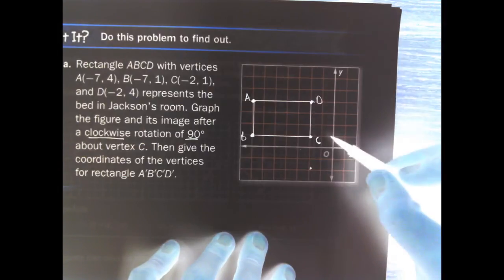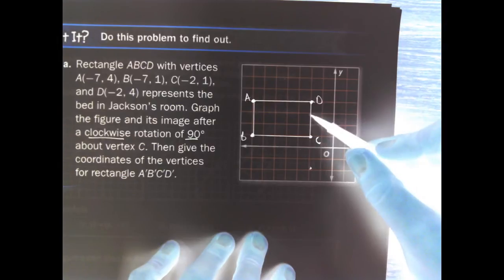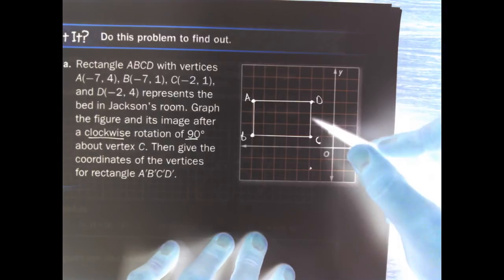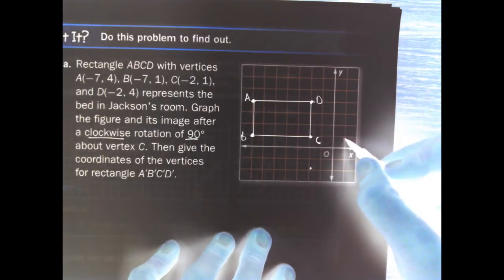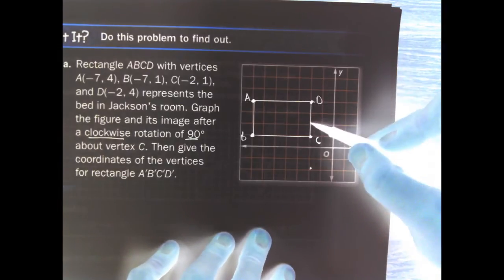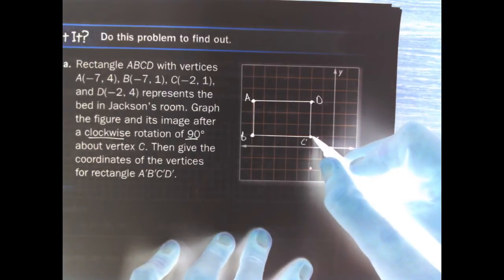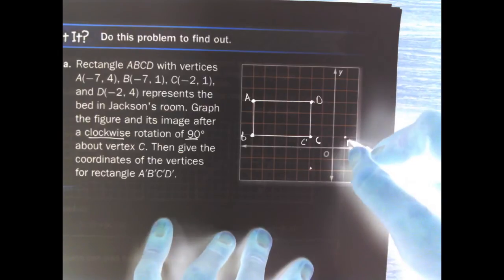So again, here's my center of rotation. So I think about this line here. If I rotate that 90 degrees clockwise, it's going to end up right down here. So now I need to think about this line segment CD in my image is going to be down here. Okay, so D is 3 units away from C, so C prime and D prime would be 3 units away. 1, 2, 3, right here. D prime.